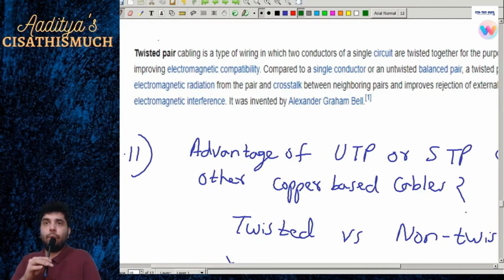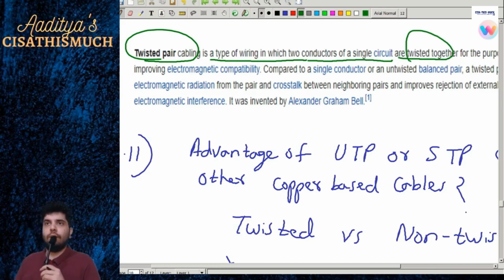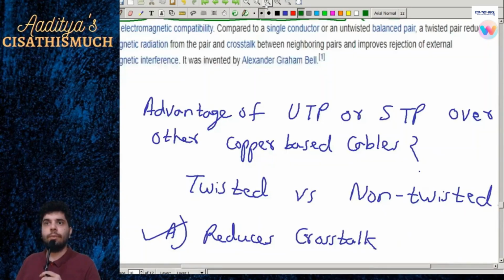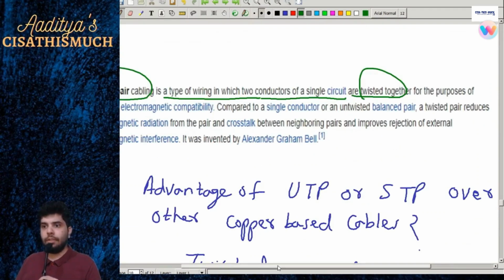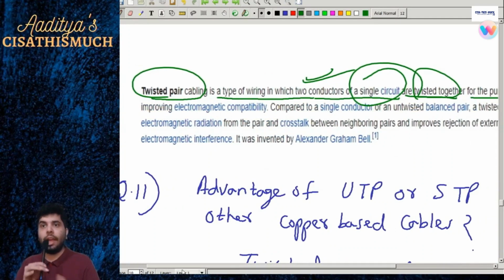Now, twisted pair cabling is a type of wiring in which two conductors of a single circuit are twisted together. I hope you can look at the definition. Twisted pair cabling is a type of wiring in which two conductors of a single circuit are twisted together for the purposes of improving electromagnetic compatibility.